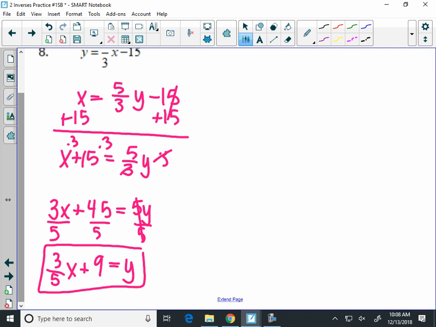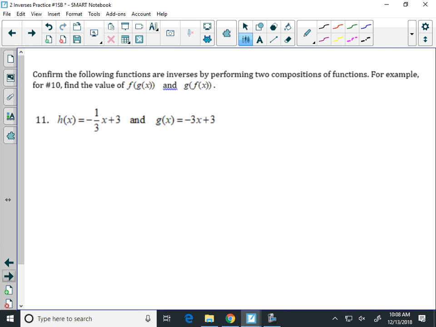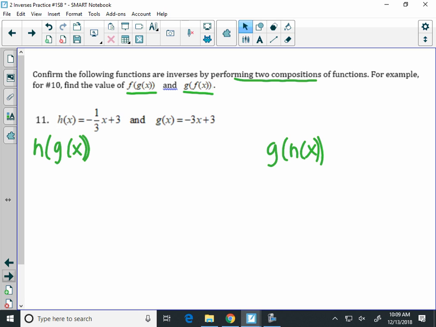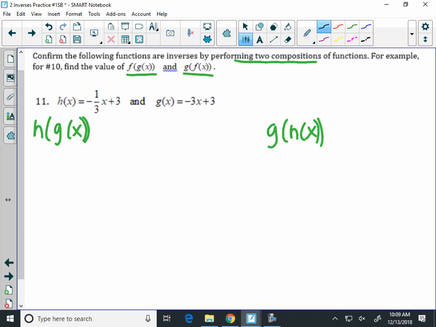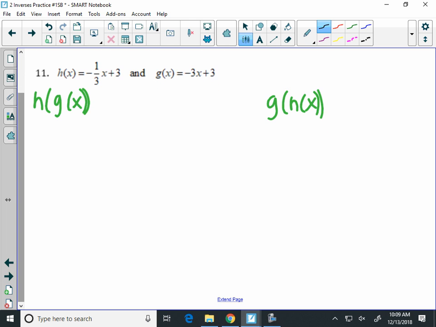All right, last one here we're going to do is on the back. And this one says confirm that the following functions are inverses. In order to do that, it says do 2 compositions here. We're going to do f of g of x and g of f of x. Or here, we have the letters h and g. So we're going to do h of g of x. And then we'll also do g of h. So you have to do both compositions. Now remember, our goal when we do both of these compositions is to get x as the answer. If we get x as the answer, that means that these functions are inverses of each other. If we don't get x as the answer, then they're not inverses.